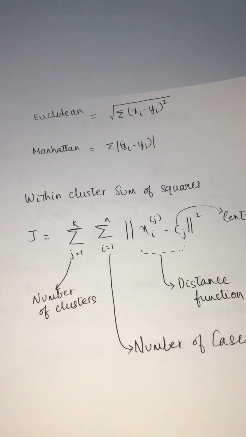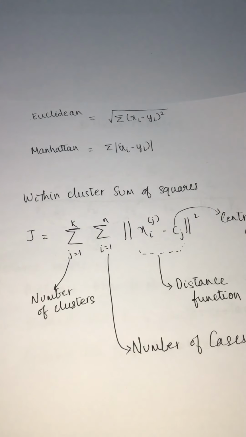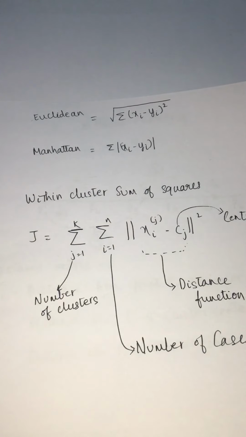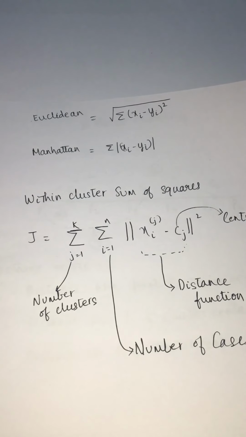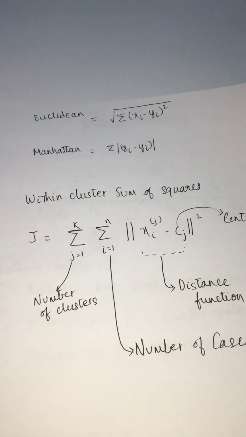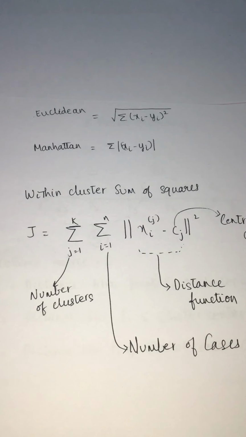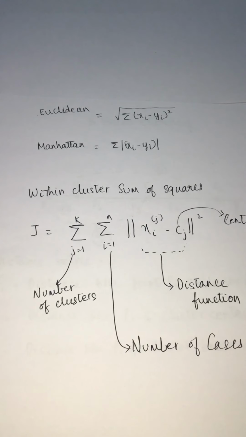Manhattan is sort of your absolute value distances, right? x1 minus y1, x2 minus y2. So I think these three are the common ones. You have Euclidean, you have Manhattan, then you have cosine similarity as well. So now that you have known the few distance measures, we'll look at how clustering actually works.